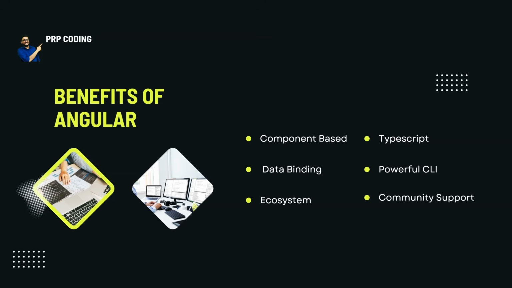Comprehensive ecosystem. Angular is a full-fledged framework that provides a complete solution out of the box. It includes a robust routing system, dependency injection, and built-in support for features like forms, HTTP requests, and animation. This means developers don't have to search for and integrate multiple third-party libraries for core functionalities.